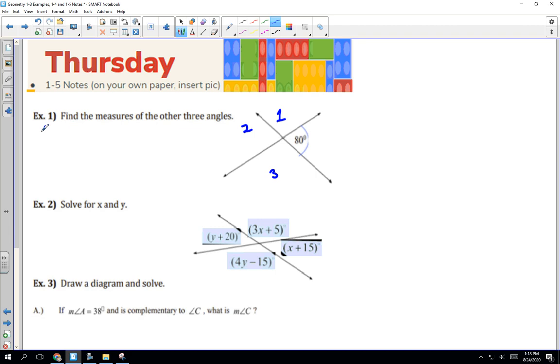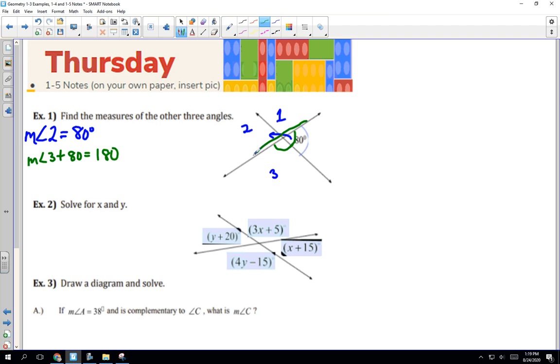So I can tell you right now, because angle 2 is a vertical angle to 80 degrees, the measure of angle 2 is also 80 degrees. We know that the measure of angle 3 plus the measure of 80 equals 180. So angle 3 plus 80 degrees has to equal 180. It makes a straight line.